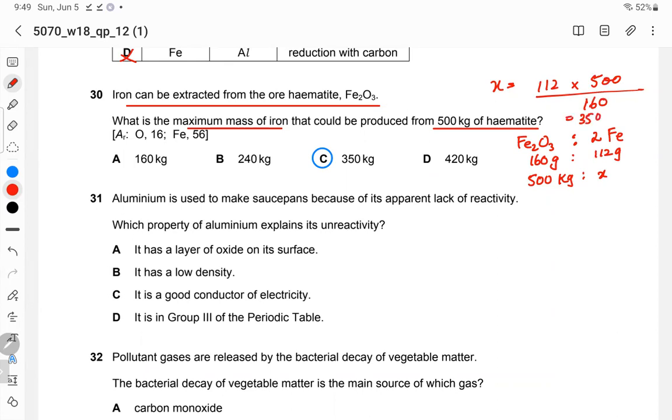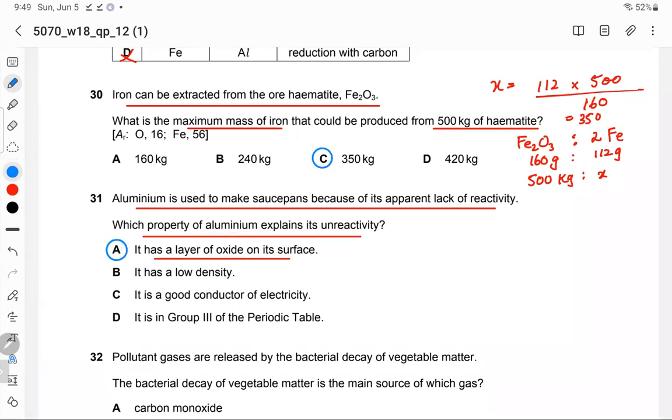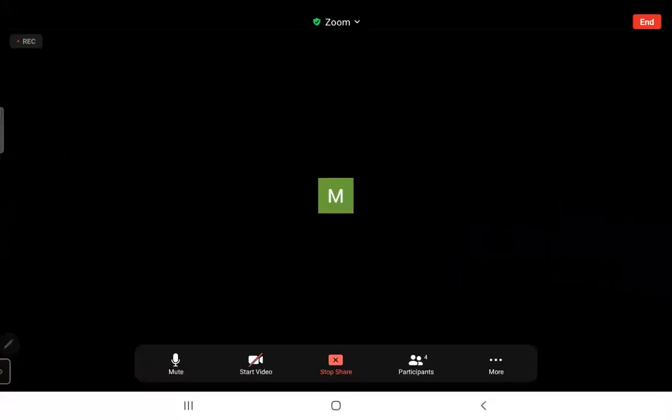Okay. 31. Aluminium is used to make saucepans because of its apparent lack of reactivity. Which property of aluminium explains its reactivity? It has a layer of oxide on its surface that protects the aluminium from further reaction. So A is correct and the rest are wrong. Is it clear to everyone?